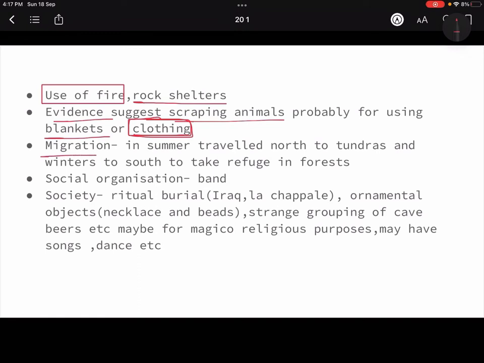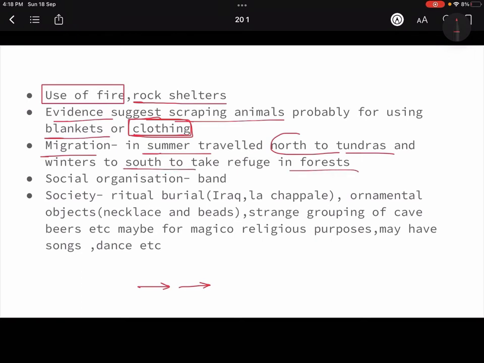They were migrating, because as time will pass, their population will also increase. Okay, so they will move to wider places, newer places, so that there is less competition among themselves, right? And they can live peacefully. So in summers, they used to travel to north, right, to the tundra regions, right? And in the winters come back to the forest for refuge.